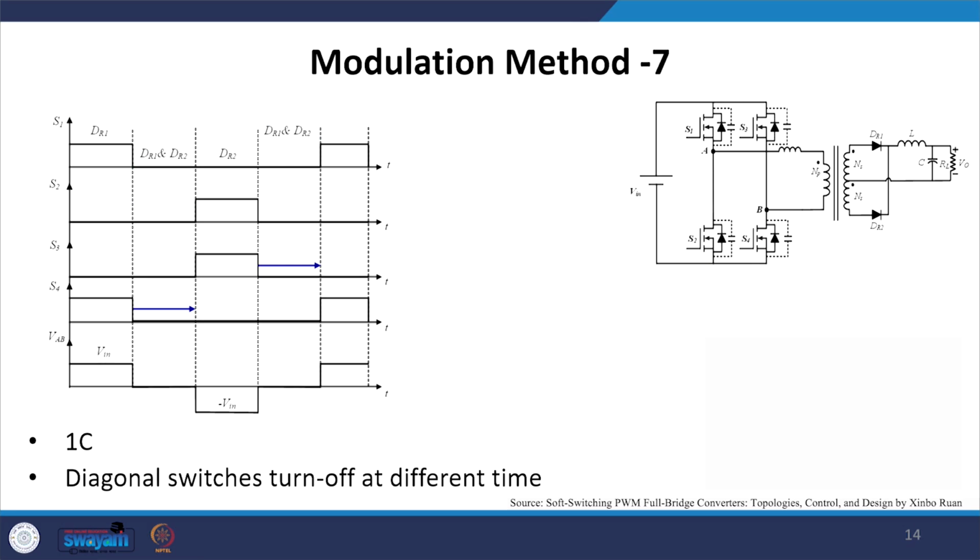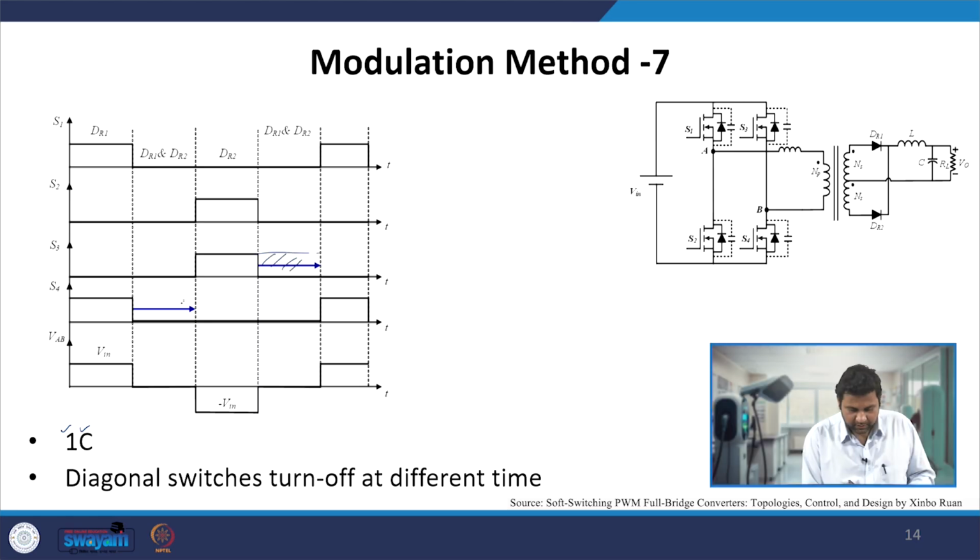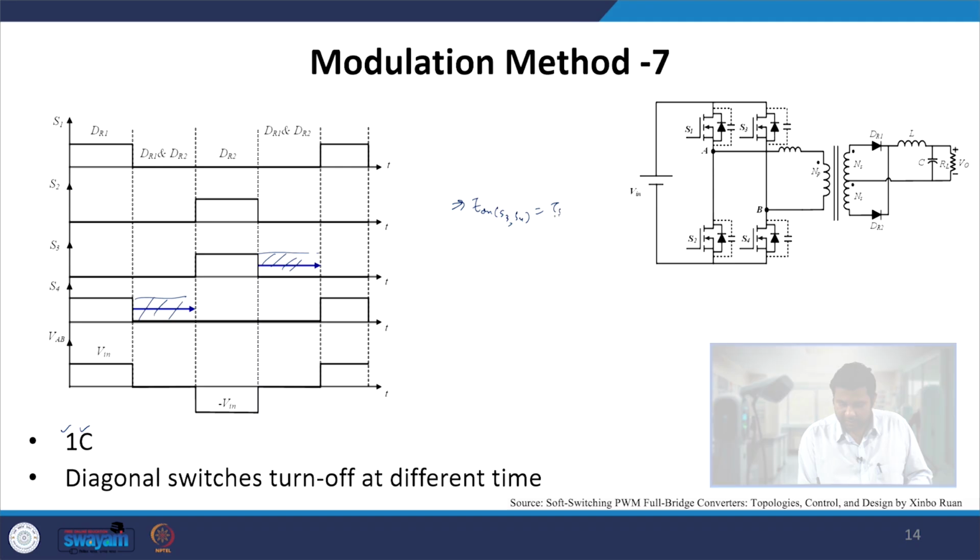Similarly, modulation number 7, which is nothing but 1C, where we are not changing anything on the leading leg, but on the lagging leg, which comprises S3 and S4, we are changing the turn on time by this much period, and that's when the turn on period of S3 and S4 goes to Ts by 2.